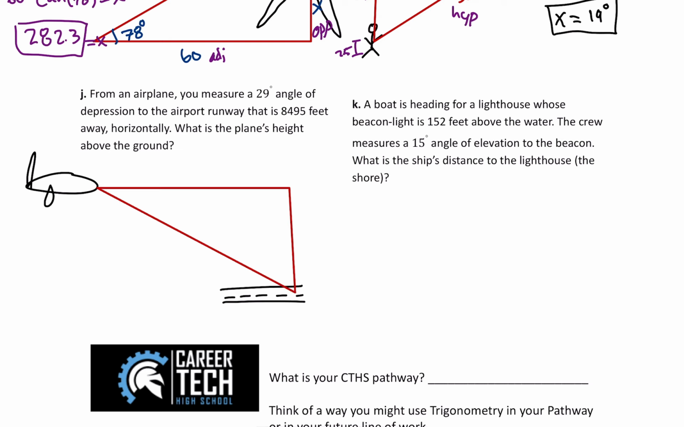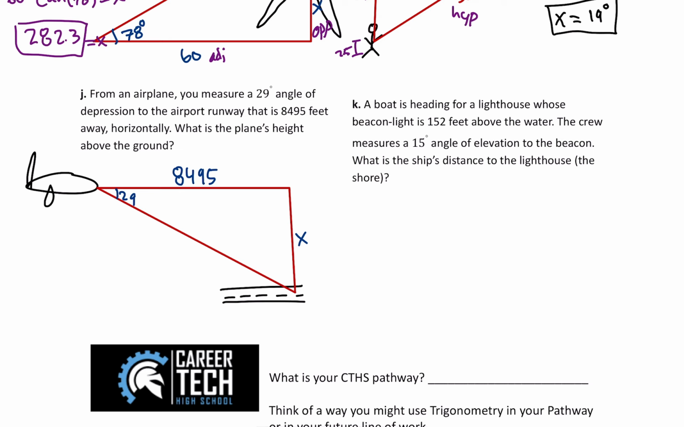So my angle of depression starting at this horizontal going down because it's a depression, is 29 degrees. And it says that the airport runway is 8,495 feet away horizontally. So from the airplane to the runway is 8,495 feet horizontally. I'm trying to find the height of the plane to the ground. So that's my x.